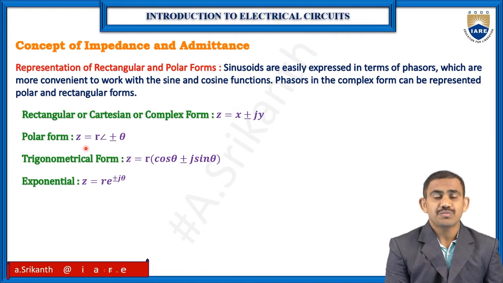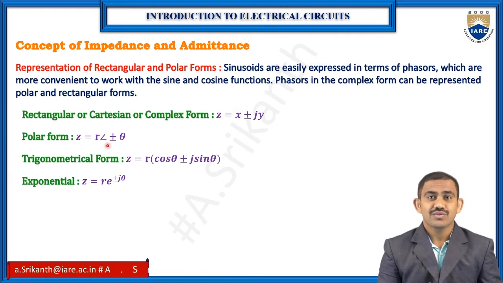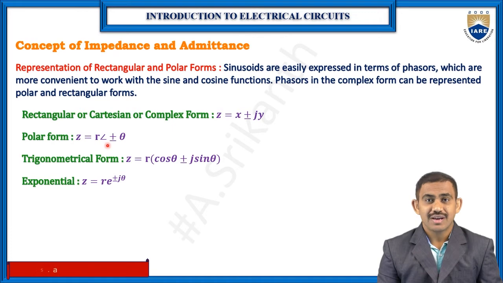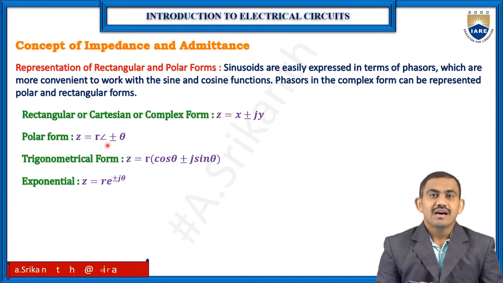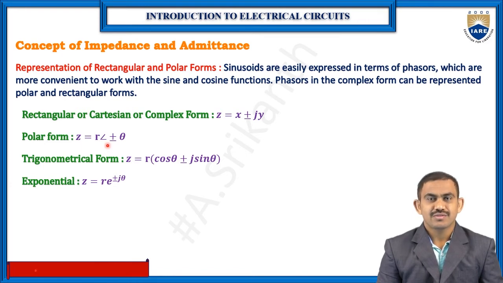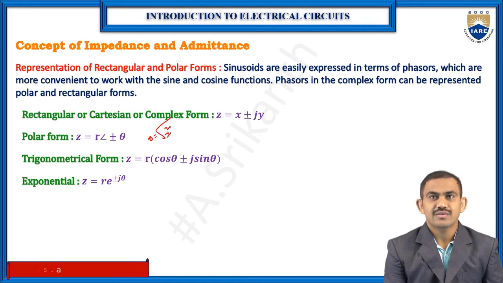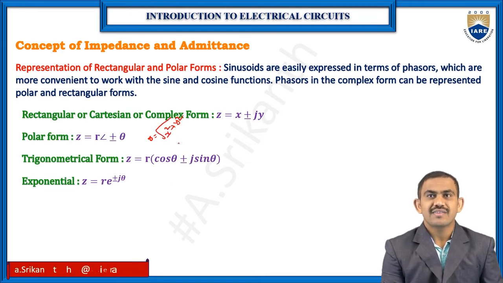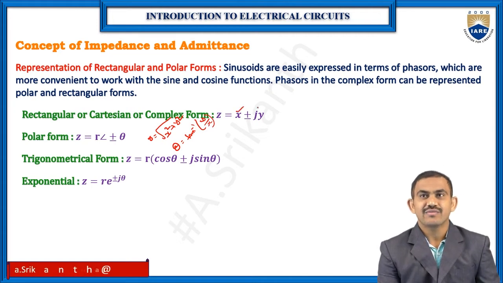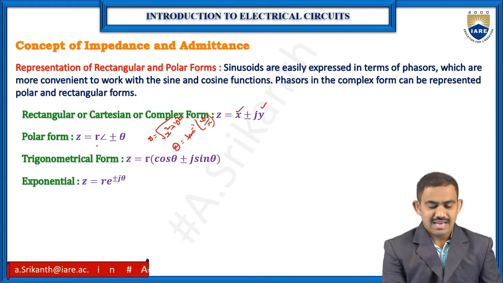You can convert it into polar form also. If you know the X and Y values, you can convert them to the R value, R with an angle value. That is your polar form. So if you have the rectangular form, you can convert it to polar form. Here I want to find out the R value. What is the R value? R equals root of X square plus Y square. What is the theta value? Theta value is tan inverse Y by X. Just substitute these X and Y values, and you will get the R and theta values.